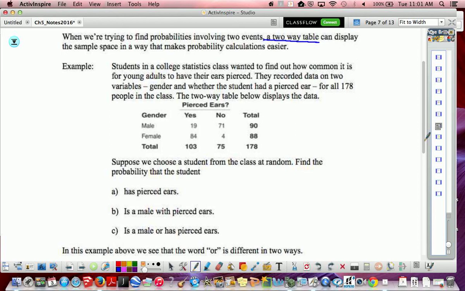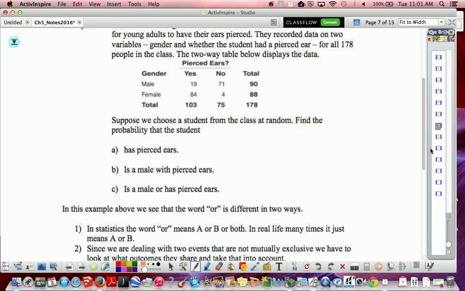Okay. So it says, suppose we choose a student from the class at random. Find the probability that the student has pierced ears. So, how many students in this two-way table actually have pierced ears? Okay, so we look under yes, 103. So that's our top number. What's our bottom number? Yeah, the total number of students, 178. So you can leave this as a fraction. If you're one who likes to put it as a decimal, that's just fine.